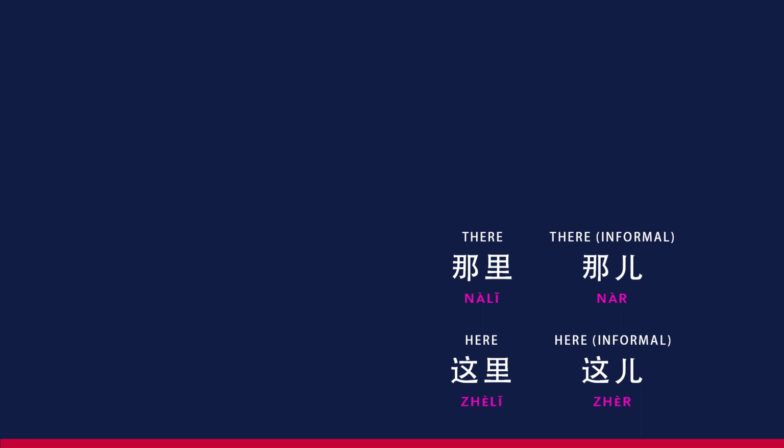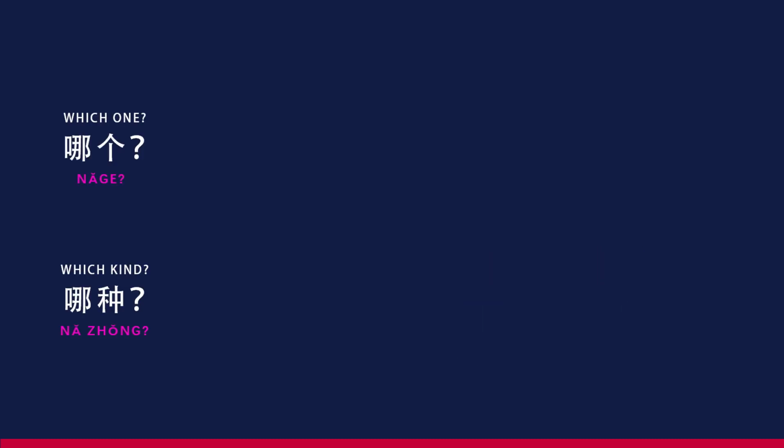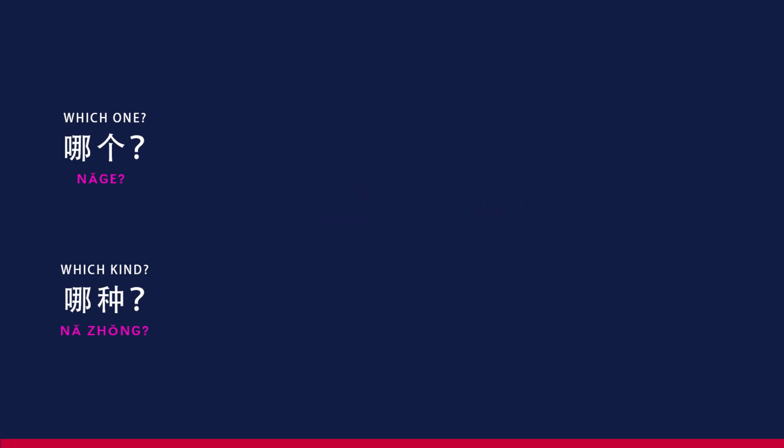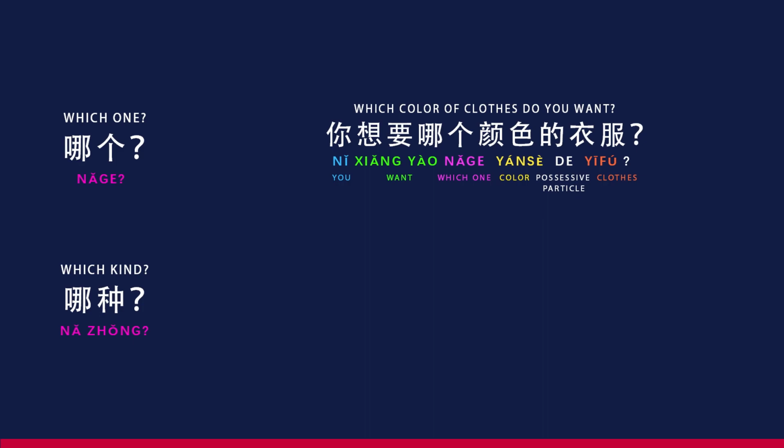I want to take the chance and introduce to you two more interrogative words for choice and selection, which are 哪个 and 哪种, and I want you to please notice the difference again between 哪个 and 那个 meaning that one, as we also know 这个 meaning this one. I want you to listen to the pronunciation one more time and repeat after it. 哪个, 那个, 这个. Let's dive into examples for more clarity on how to use them. Which color of clothes do you want?